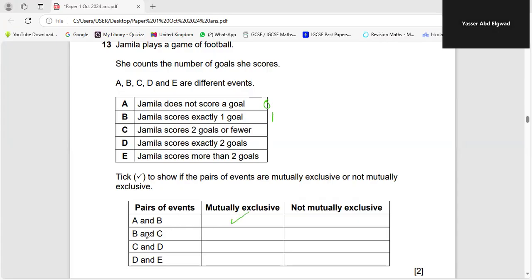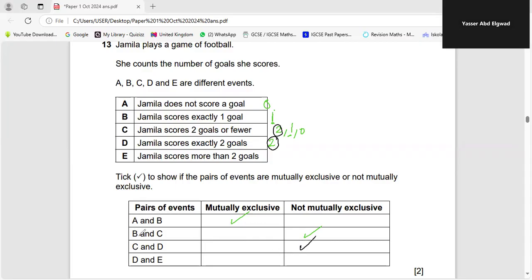Next, B and C. Jamila scores 2 goals or fewer. 2 goals or fewer means 2 or 1 or 0. Between B and C, we have a relation. We have 1 as a common. We can say that they are not mutually exclusive. C and D: Jamila scores exactly 2. Again, we have a relation between them. They have a common between them, a 2 here and a 2 here. We can say they are not mutually exclusive.